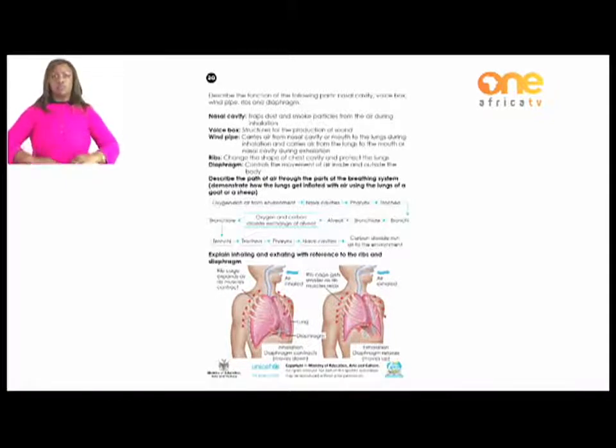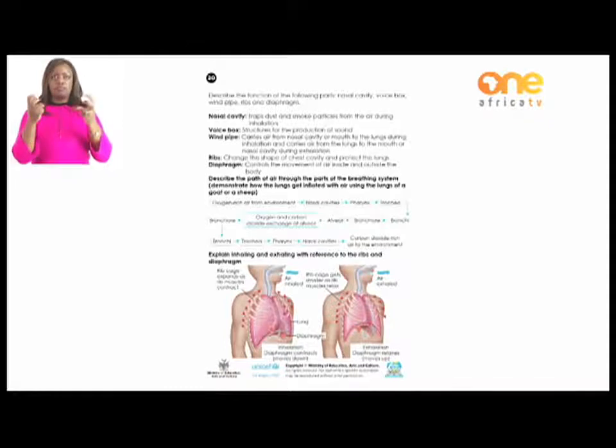The picture on our right shows the air that is exhaled. It shows that when we're breathing out, the lungs become a little bit smaller, and the diaphragm becomes more curved to make sure that the air gets out of our body. I hope you have been following, learners, and now we are going to test our knowledge to see if you have understood what you have been doing in class today.